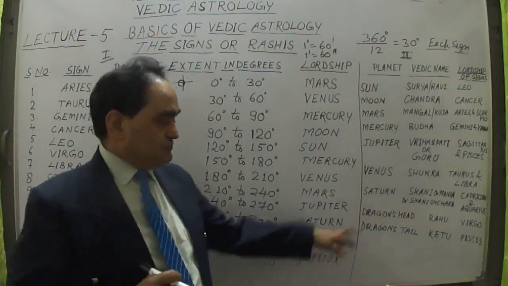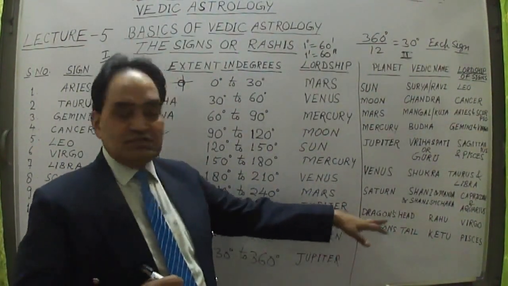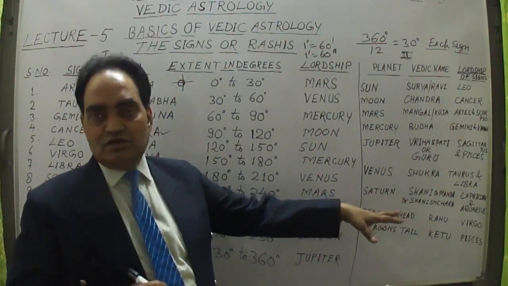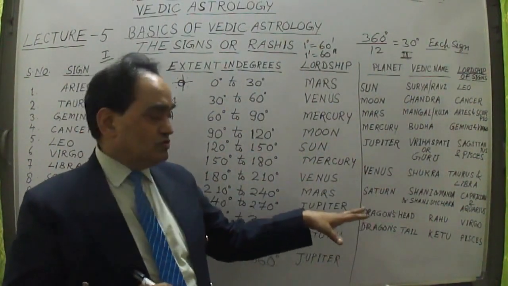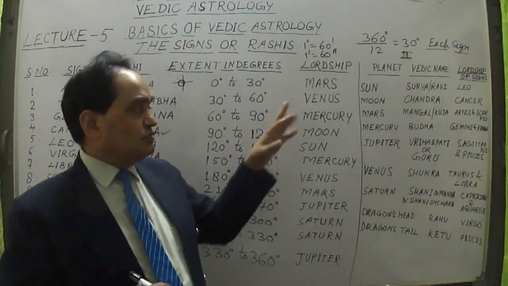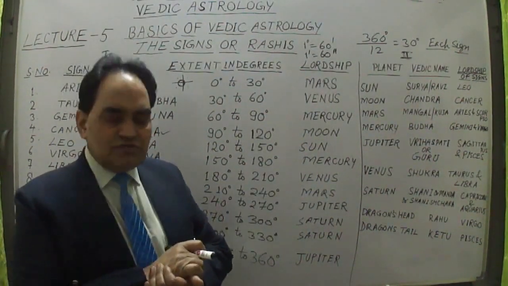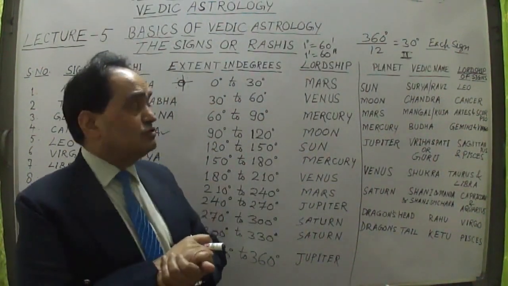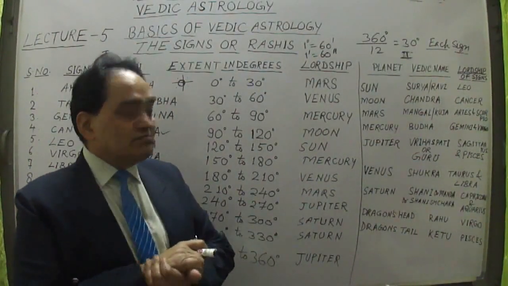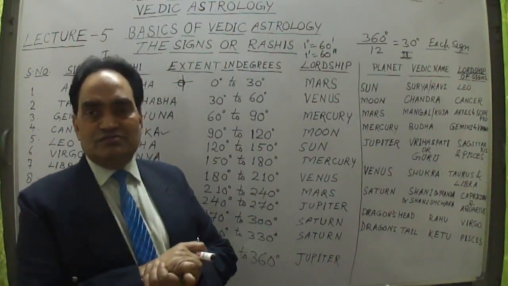Okay, so the last is dragon's head and dragon's tail. Dragon's head is Rahu, dragon's tail is Ketu. They are the lords of Virgo and Pisces signs. Now, Sun is the lord of Leo sign. Moon is lord of Cancer sign, and Mars lords two signs.